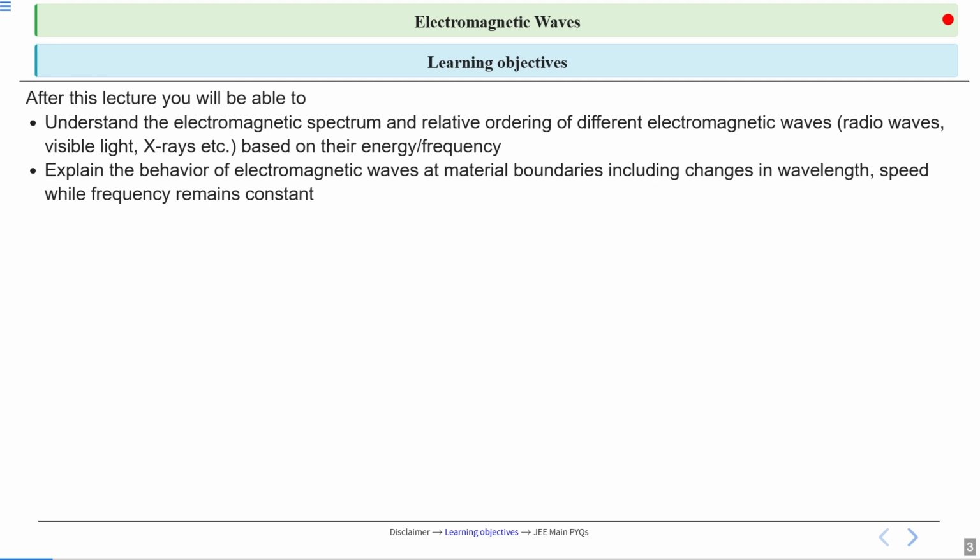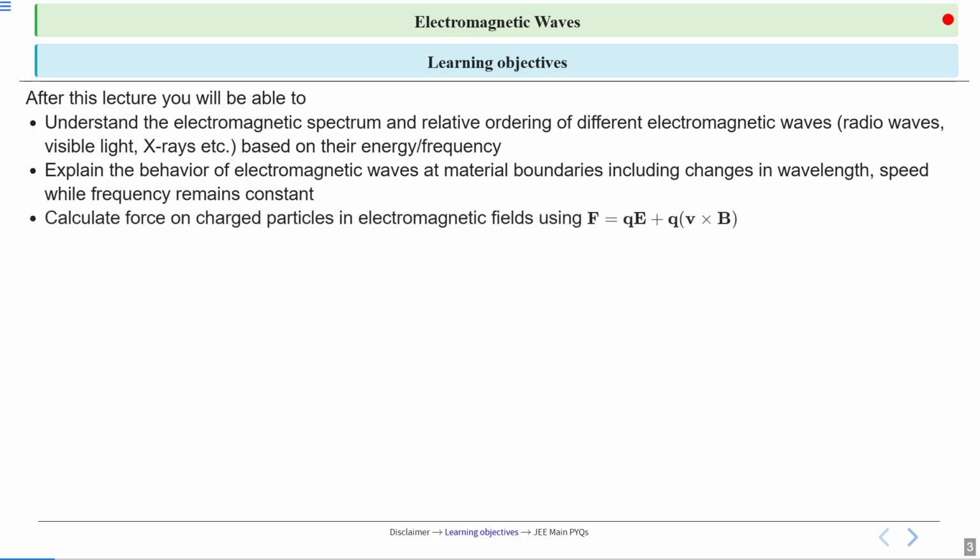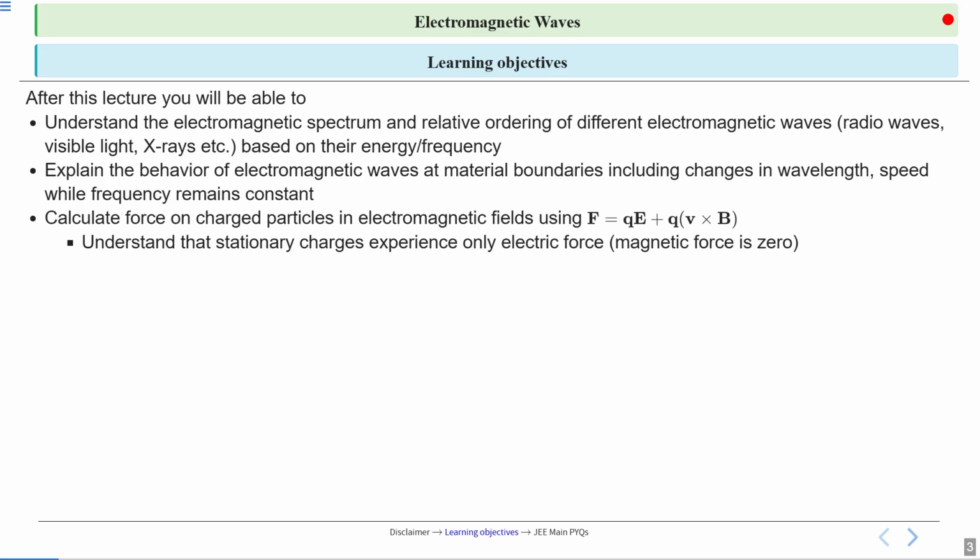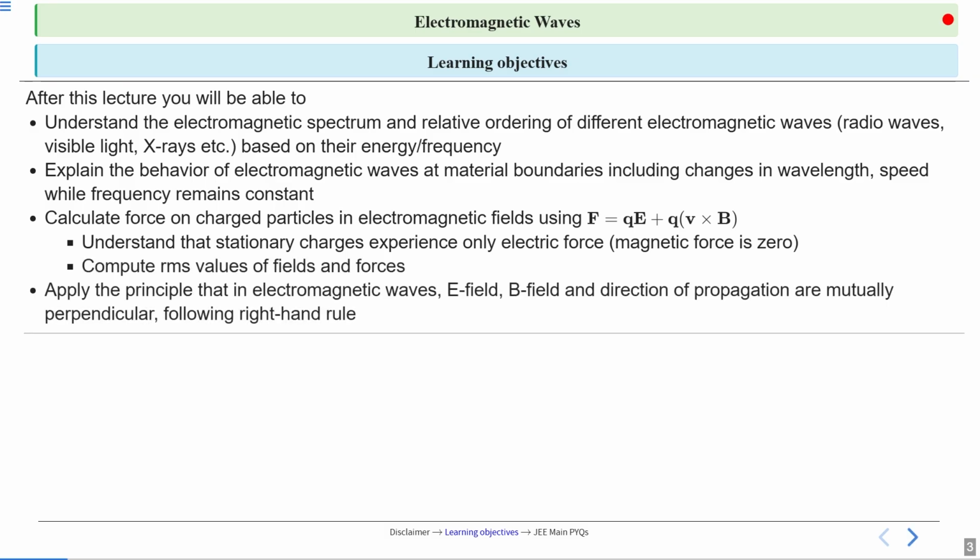Explain the behavior of electromagnetic waves at material boundaries, including changes in wavelength, speed, while frequency remains constant. Calculate force on charged particles in electromagnetic fields using F equal to QE plus QV cross B, that is Lorentz force. Understand that stationary charges only experience electric force, magnetic force is zero. Compute RMS values of fields and forces. Apply the principle that in electromagnetic waves, electric field, magnetic field, and direction of propagation are mutually perpendicular, following right hand rule.